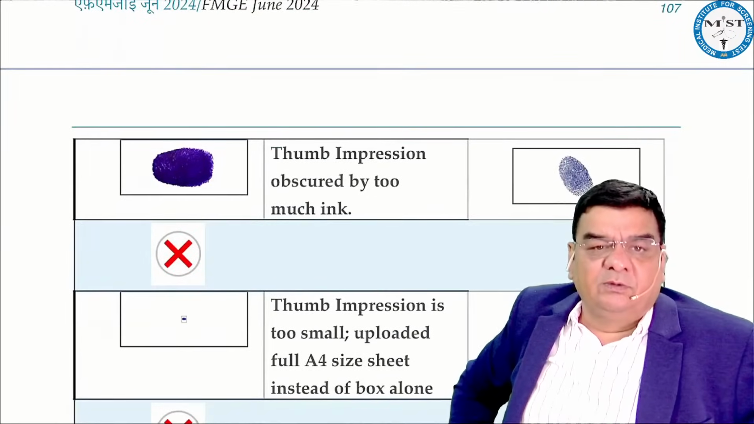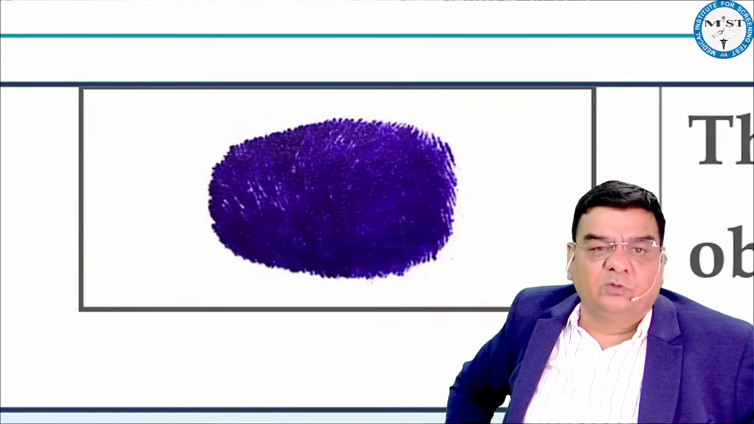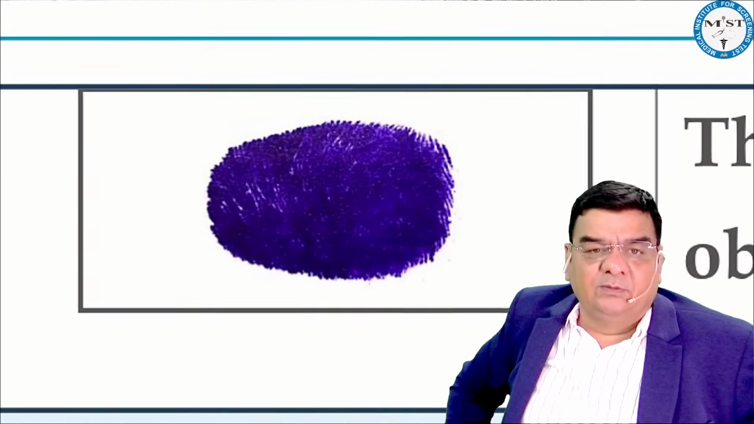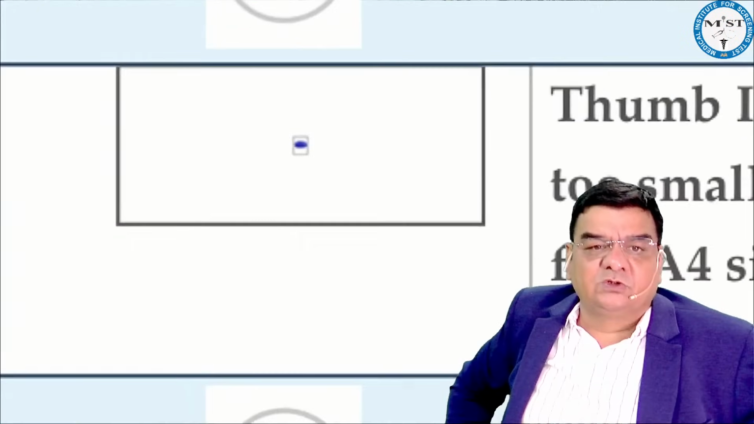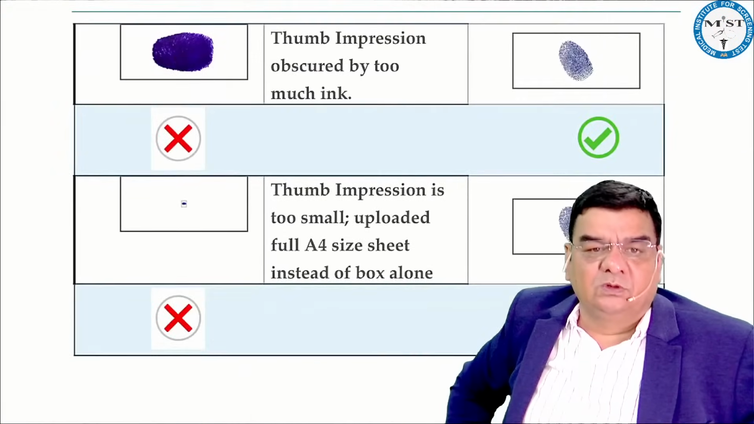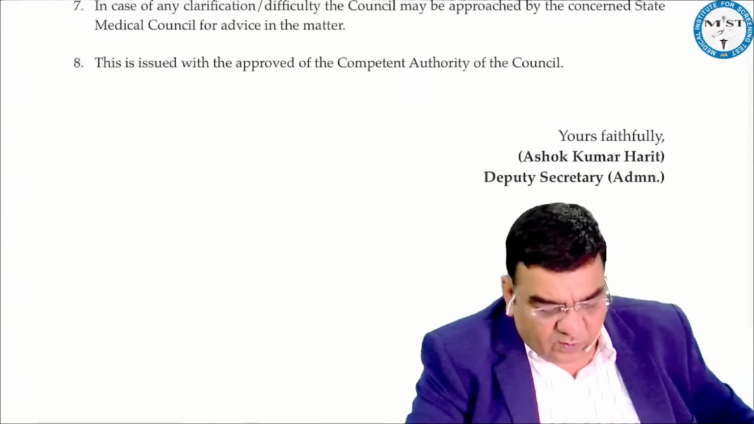Here the thumb impression is obscured by too much ink. So please be careful, there should not be too much ink also, right? Thumb impressions cannot be made out with too much ink. The thumb impression here is too small, so it should not be like that. So these are some important things which we need to take care of.